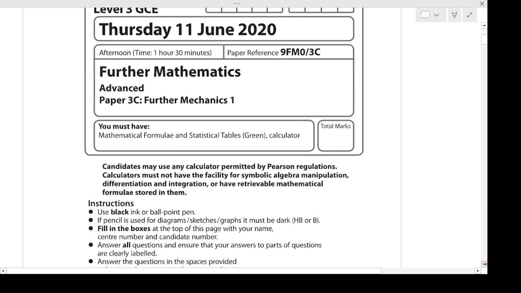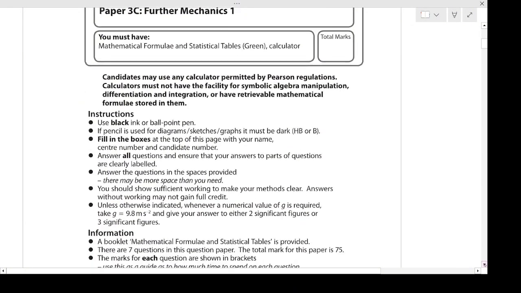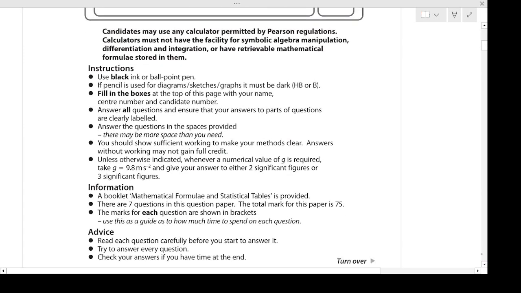Now, in terms of the instructions and information about the exam, most of it should be fairly familiar. Hopefully, if you practice or did some exam questions, it's going to be out of 75 marks. Usually, there's about 7 questions in each paper.